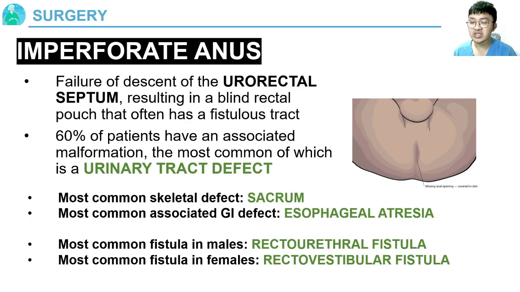Imperforate anus is failure of the descent of the urorectal septum resulting in a blind rectal pouch that often has a fistulous tract. Usually it's associated with urinary tract defects, but otherwise, if you're thinking of GI, it's esophageal atresia. If it's vertebral, it's the sacrum. Most common fistula in males is the rectourethral fistula. In females, it's the rectovestibular fistula.